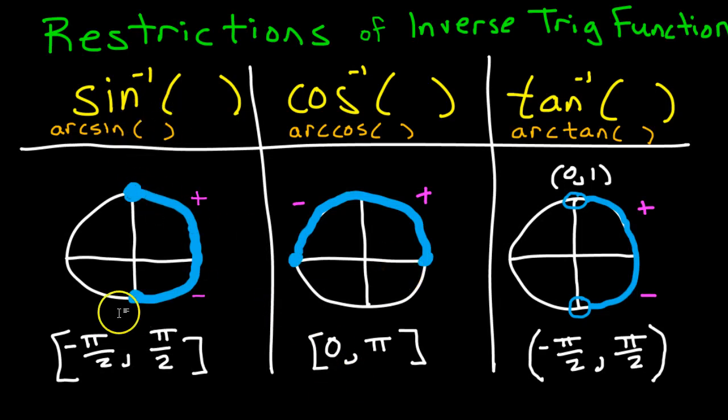Inverse sine has to stay on the right-hand side of the circle. If I say 3 pi over 2, I am going outside of the restricted range in order to get there. Can't do that.